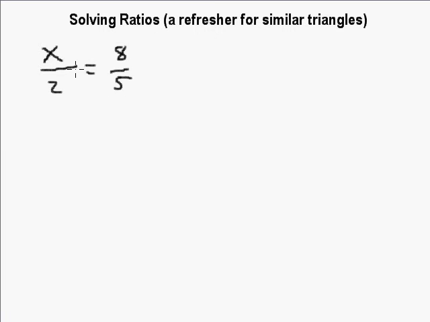Now, we get these a lot in similar triangles, and we always want to set the x up on top. It's easier to solve that way because all we have to do is cross multiply. We just, boom, multiply that 2 up there. But why? Why does cross multiplying work? Because cross multiplying is one of those shortcuts.